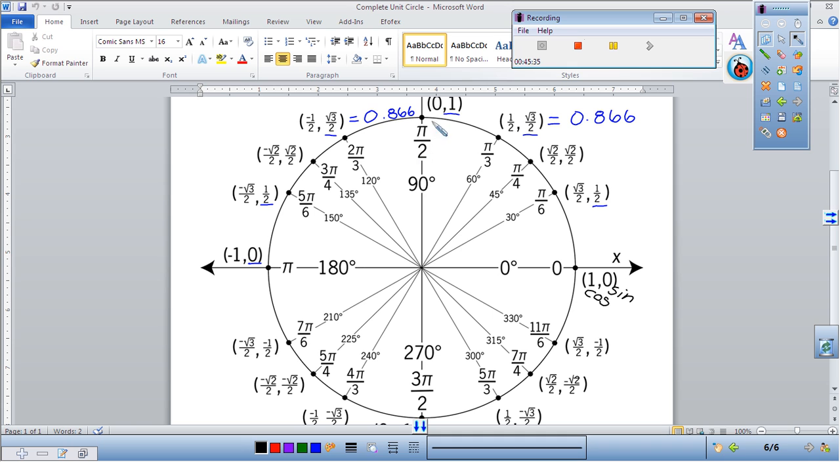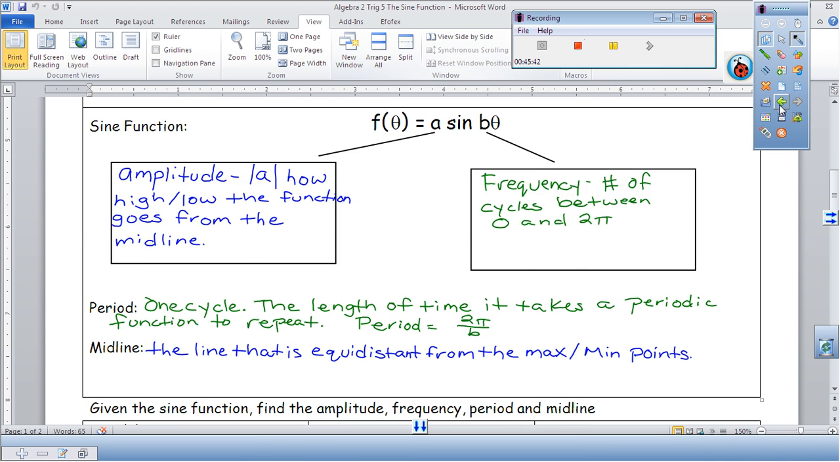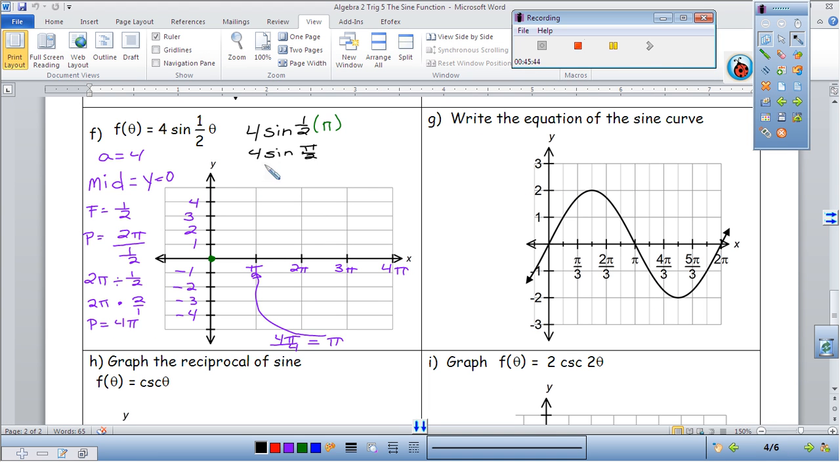Have pi over 2. Sine is 1. Just put it back in. Okay, so 4 times 1, this gives me 4. So here it's going to go to 4. Then it should go back down to 0. Then it should go to negative 4. And then it should go to 4 pi.